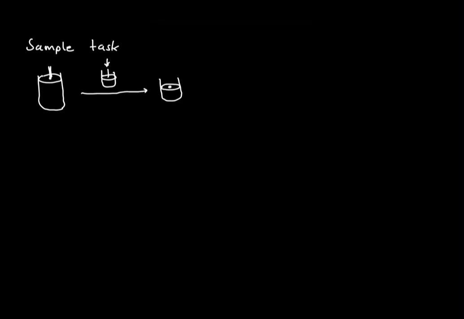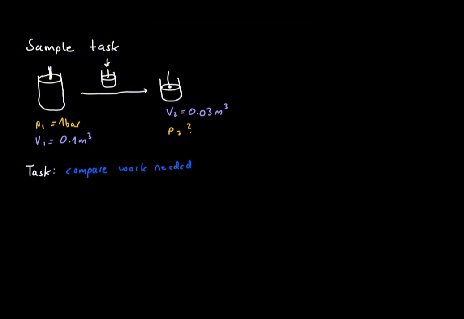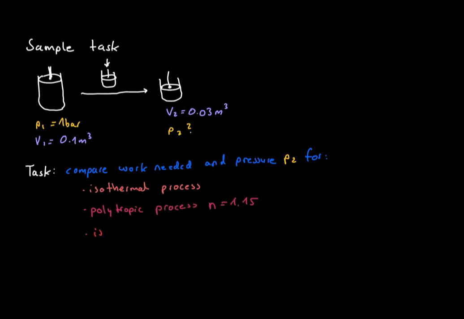Now let's calculate. Air is compressed from 1 bar and 0.10 cubic meters to a final volume of 0.03 cubic meters. We compare three cases: isothermal, polytropic with N equals 1.15, and isentropic with kappa equals 1.3.